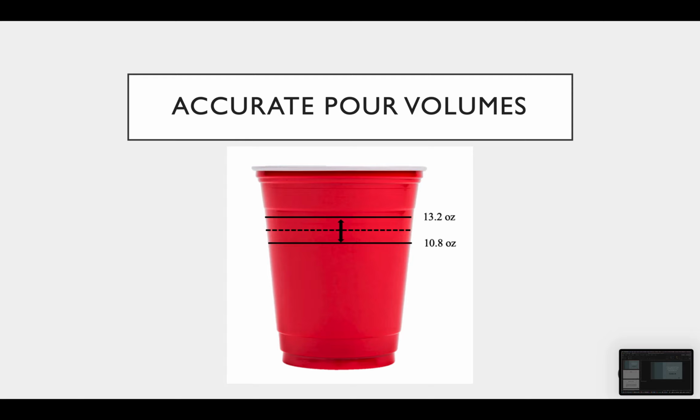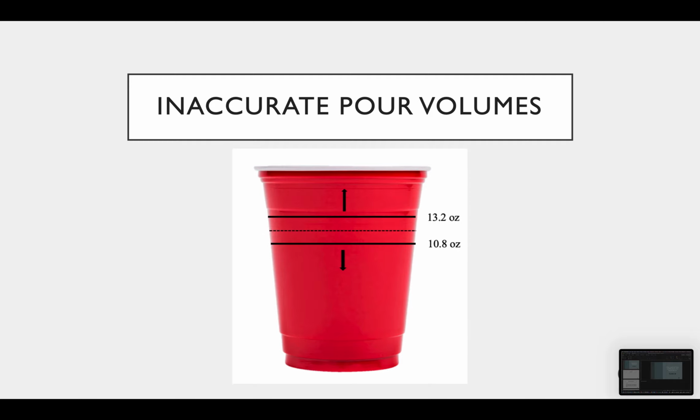The picture on the screen represents the lines where 13.2 ounces and 10.8 ounces would lie on a standard red Solo cup. Inaccurate pours were those less than 10.8 ounces or those greater than 13.2 ounces.